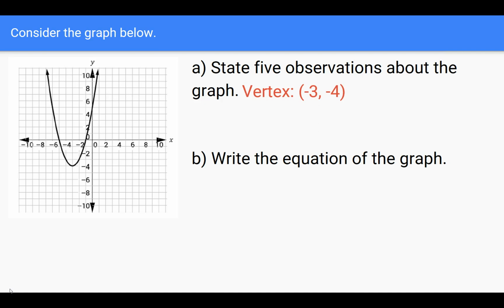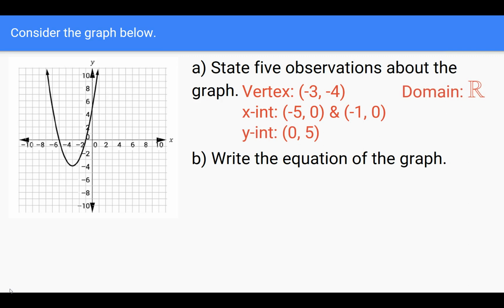Good. You said x-intercepts, Mason? Where do you see x-intercepts? I see -6 and -1. Almost. It's -5 and -1. Oh, I see it. Yep. So you told me the y-intercept, and you told me it was opening up.